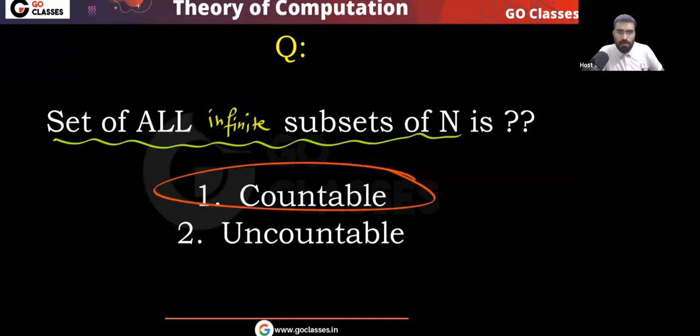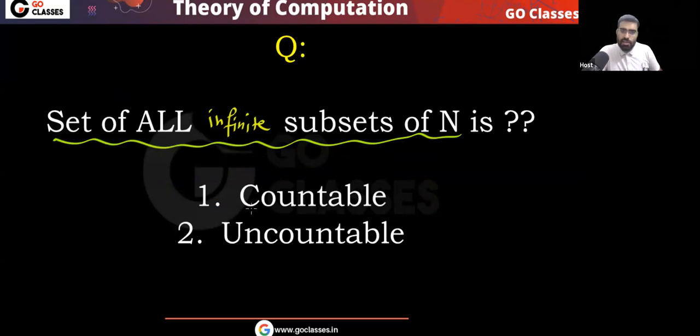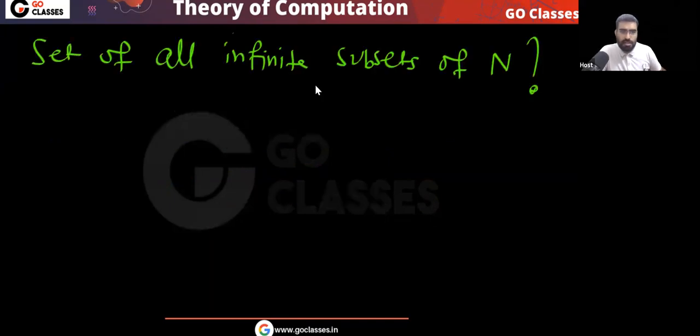Can it be countable? If this is countable, then the set of all subsets will be countable. So this will be uncountable, right? Yes or no? What is the reason? The reason is simple.